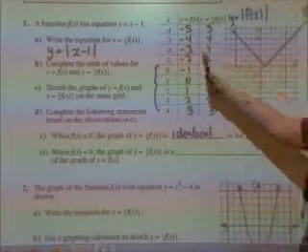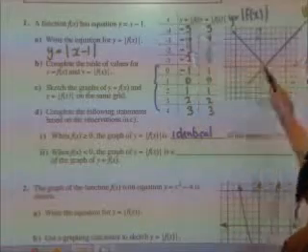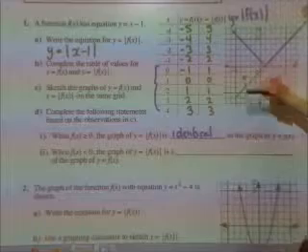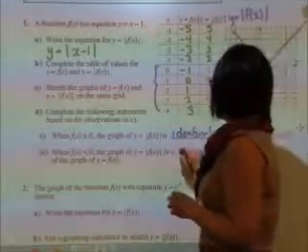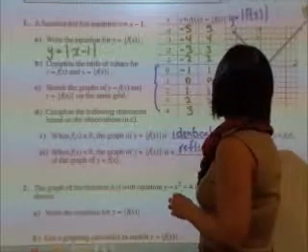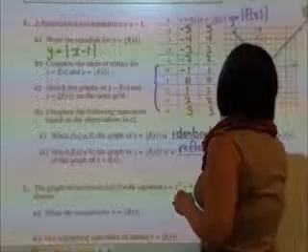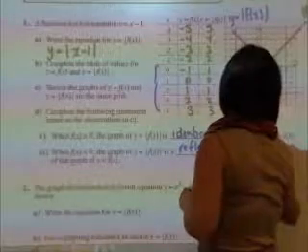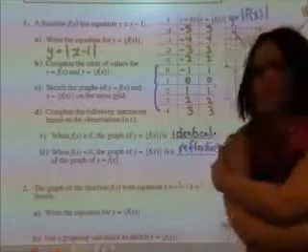When f of x is less than 0, that's these values here. What is the relationship between these two graphs? If I had to get from this graph to this graph, what would I do? I could reflect this in the x-axis. So it is a reflection in the x-axis of the graph y equals f of x.